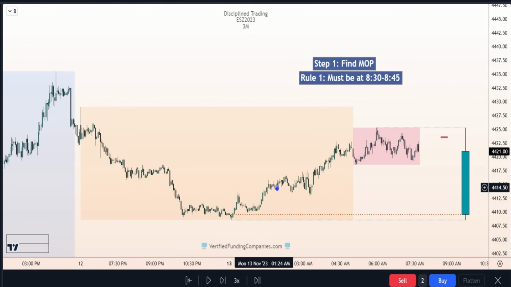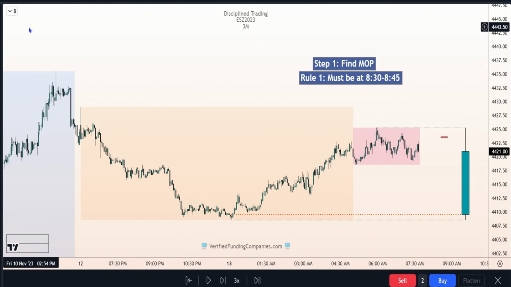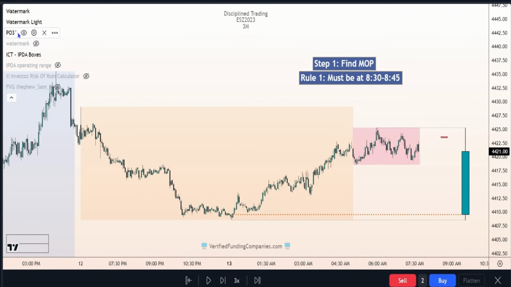All right, so hopefully you guys did that because doing this with me is going to greatly help you. All right, and then we're going to go to the indicator section, and you're going to download two indicators. The first one is HTF power of 3 by 2 degrees. Now go ahead and pause it and do what I'm about to show you.